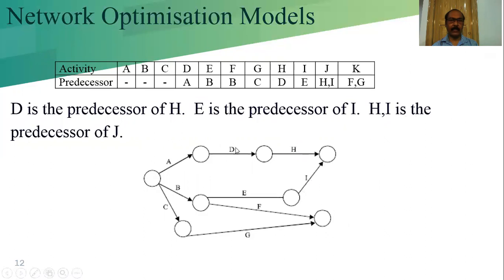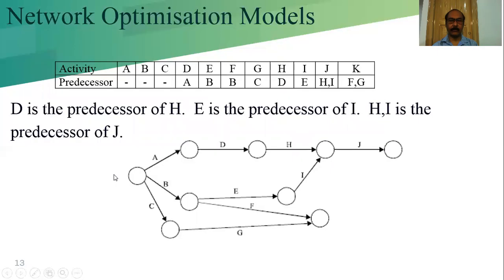So H has the predecessor D, this is complete. I has the predecessor E, that part is complete. And from that we will get the 2. From H and I, that will be J, and from FG that will be K, that both will meet at the end node. Then we have to give the node numbers. J is done. Now we do the K in the next slide.